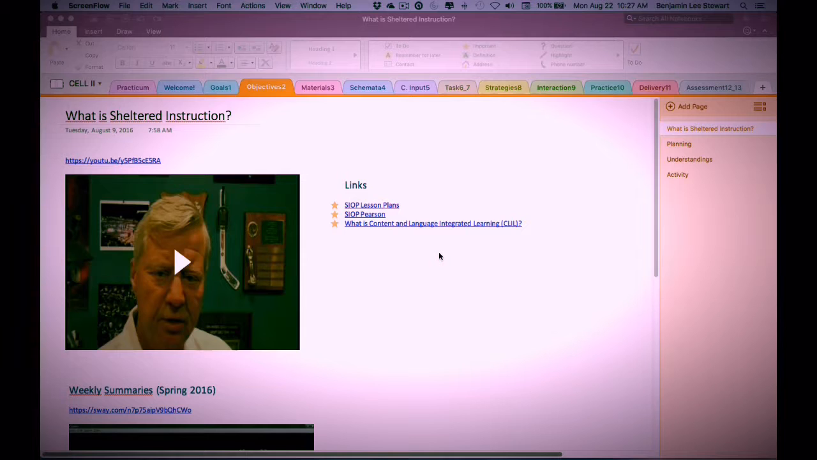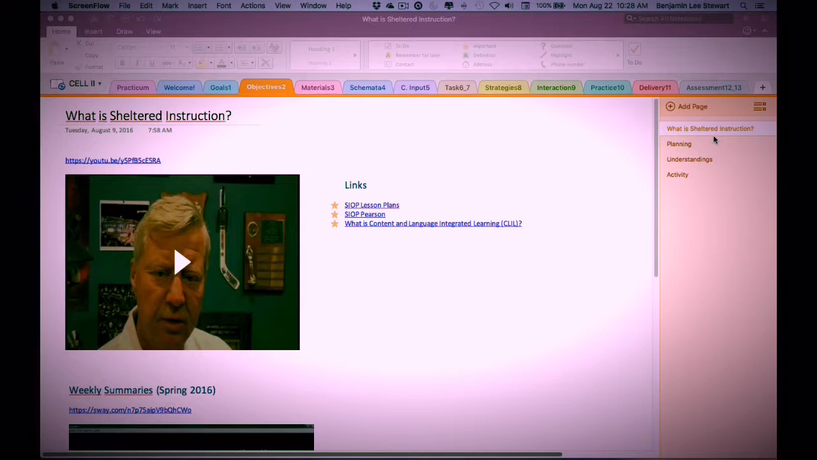For those of you who are taking cell two, I'd like to go over a few things that we'll be looking at and discussing. If you look at objectives in OneNote, you'll see it along the right-hand side here. You should see different pages that we'll be covering.